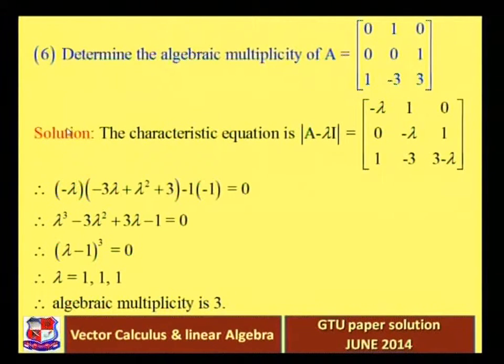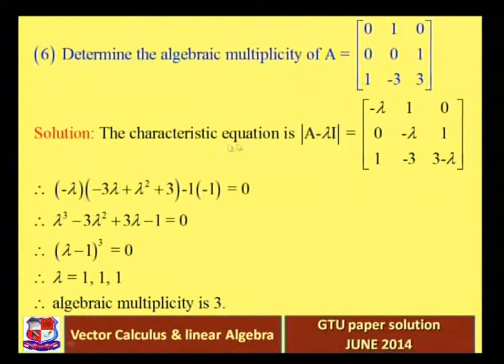Question 1-6. Determine the algebraic multiplicity of A, where our matrix A is [0 1 0; 0 0 1; 1 minus 3 3]. The characteristic equation is determinant of A minus lambda I, that is equal to the determinant of [minus lambda 1 0; 0 minus lambda 1; 1 minus 3 3 minus lambda].